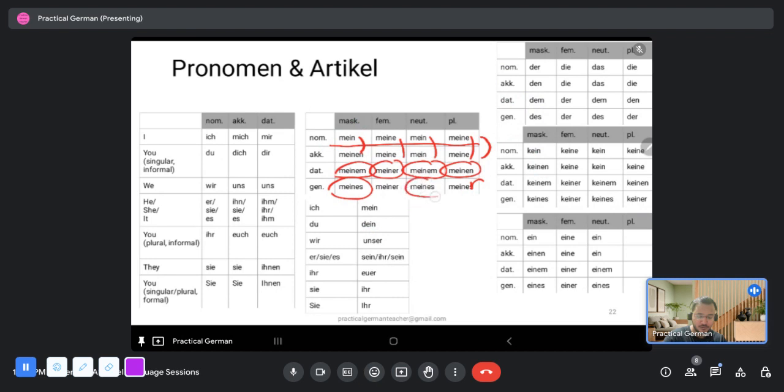Genitive: masculine and neutrum remain the same, you have to add the sound of s. For feminine and plural, you have to add the sound of er. The genitive is wrong. Okay, here it is correct. Okay, ignore genitive for now.